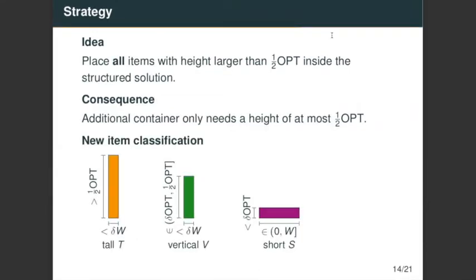We also use a specific classification of items according to their sizes. The first class is the class of tall items, which are the items of height at least opt/2. We denote them by T, and in the figures we label them by the color orange. The second class of the items are the vertical items, which have height less than opt/2 but more than delta opt. We denote them by V and color them by green. And the rest of the items are the short items. We denote them by S, and their color can be recognized in the figures by purple.